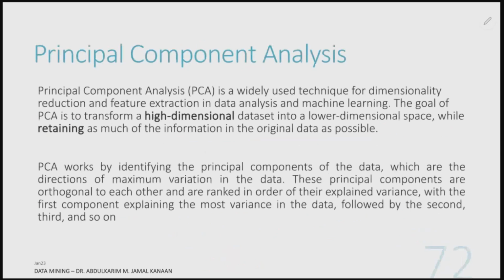Principal component analysis is a widely used technique for dimensionality reduction and feature extraction in data analysis and machine learning. The goal is to transform a high dimensional data set to a lower dimension space while retaining, you see why it's highlighted, while retaining as much of the information in the original data as possible, like the juice cup you got as a result of squeezing all the features. So you retain the information from all of them in one new component, or we call it latent variables.